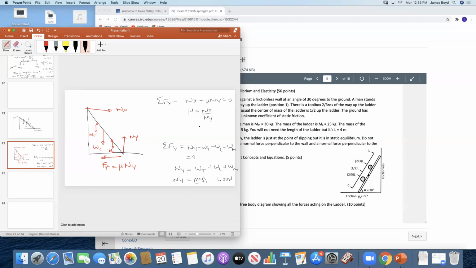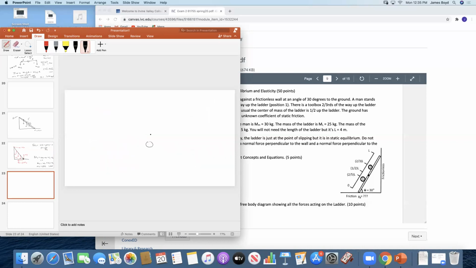Now, how do we get Nx? In order to get Nx, what we have to do is torques. We have to do the torque as if the torque here were 0. Anywhere but here, really. But I'm going to do it here because these are all easy to find the torques to. So if I do that, I'm going to start with the weight of the man, and he's at a length of 2/5 L.